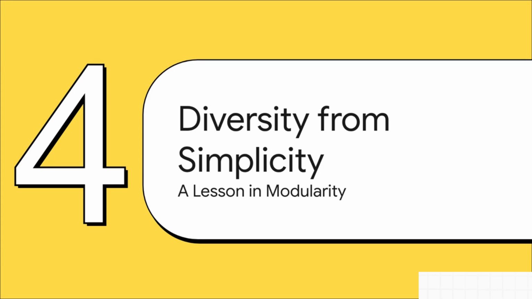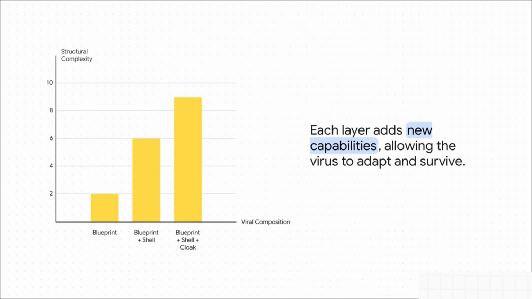So let's pull back for a second and look at the big picture. What's amazing here is how you get all this incredible diversity from just a few simple mix-and-match parts. It's really a masterclass in biological architecture. You can see how it all builds up in layers. At the most basic level, all you really need is the blueprint. But of course, most viruses add that protective shell, and then the most kitted out ones add that final stolen cloak. Each new layer gives it new powers, new ways to survive and get around.